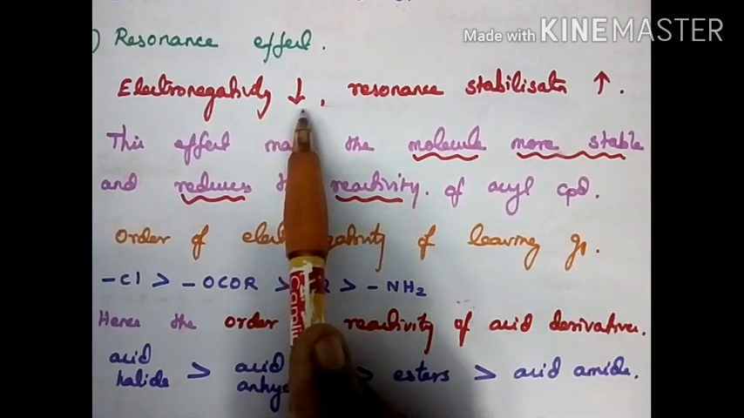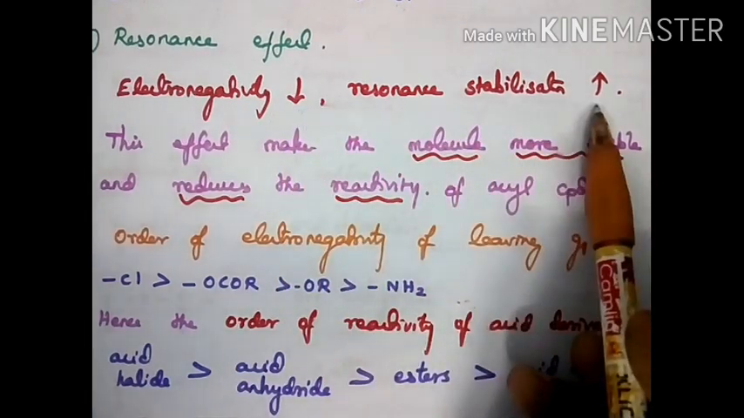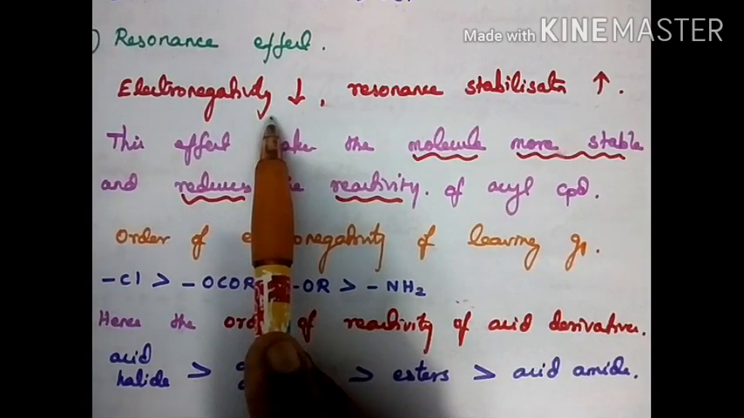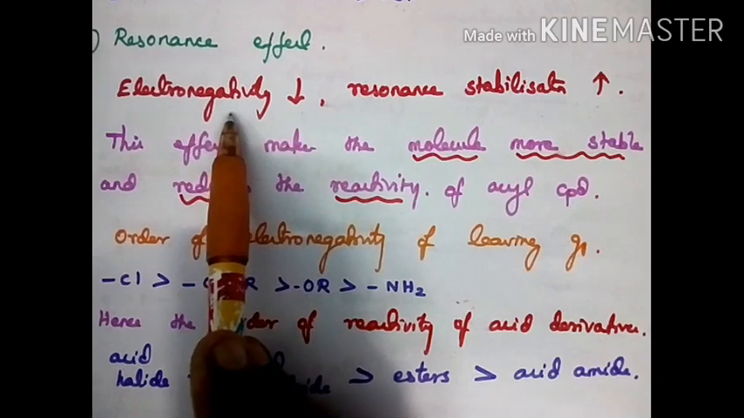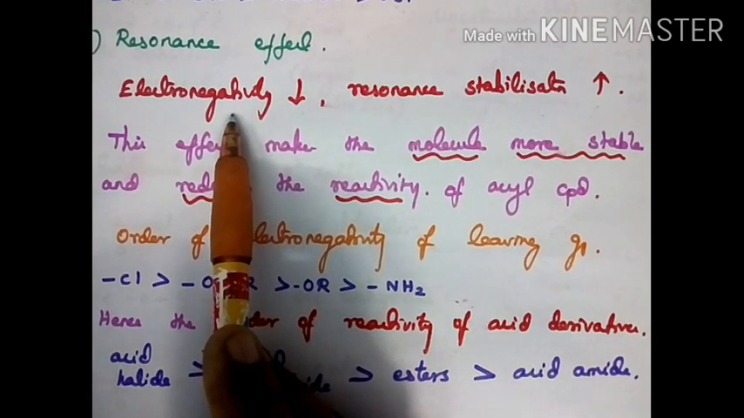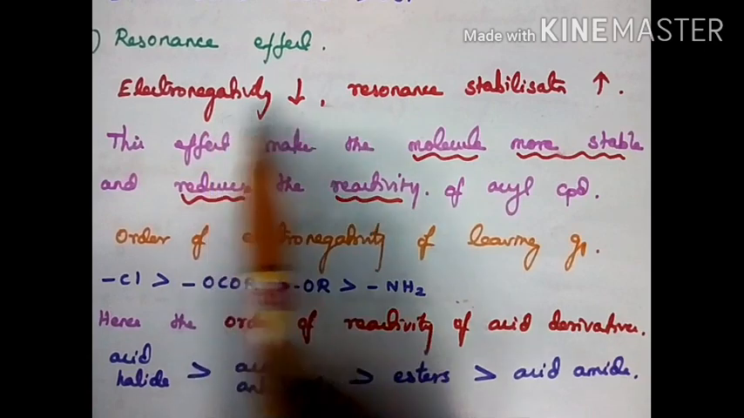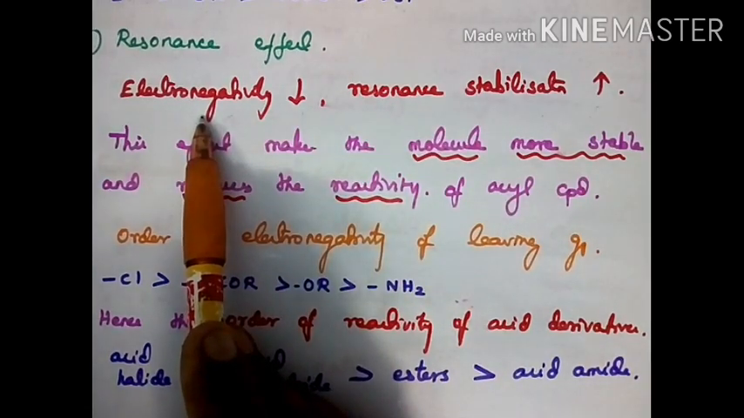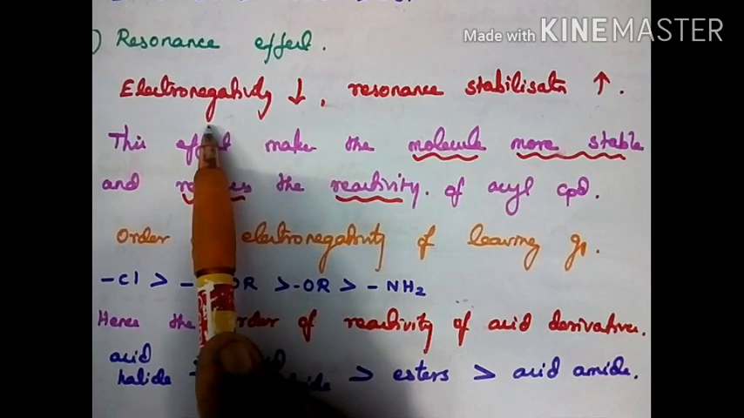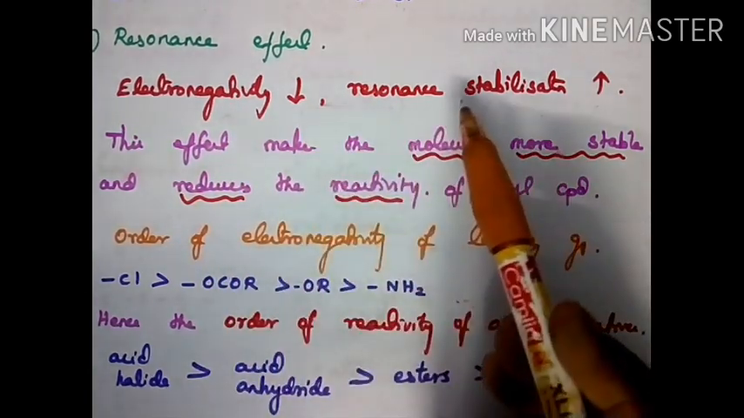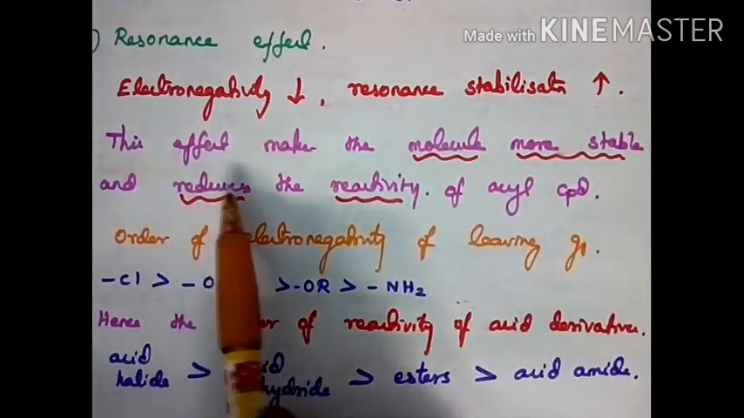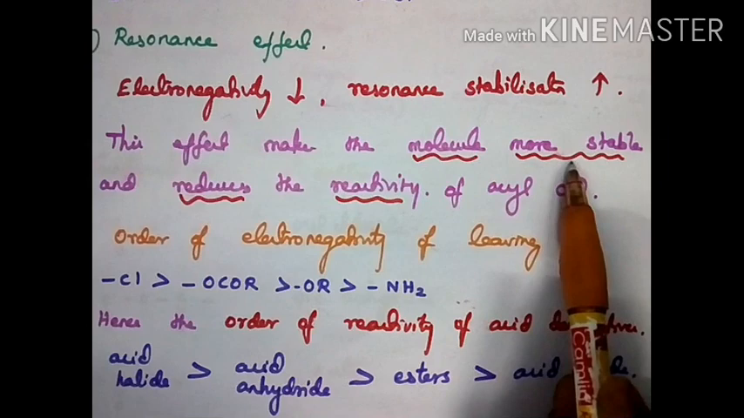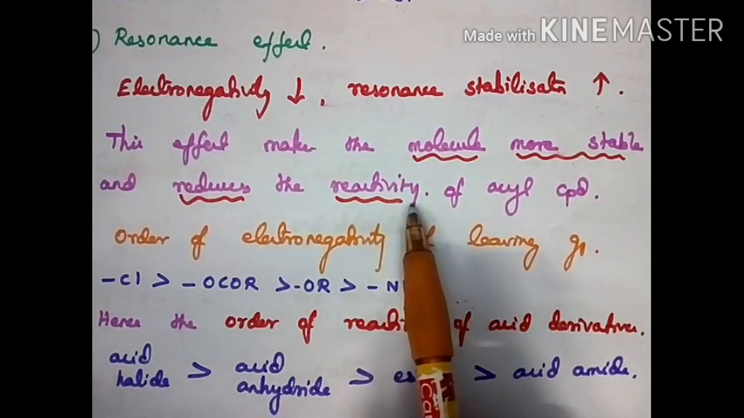That is a resonance effect. If the electronegativity decreases, resonance stabilization increases. Electronegativity means the tendency to attract the shared pair of electrons towards itself. When it decreases, resonance stabilization increases. This effect makes the molecule more stable. If any compound is involved in resonance, it is stabilized and its reactivity reduces.